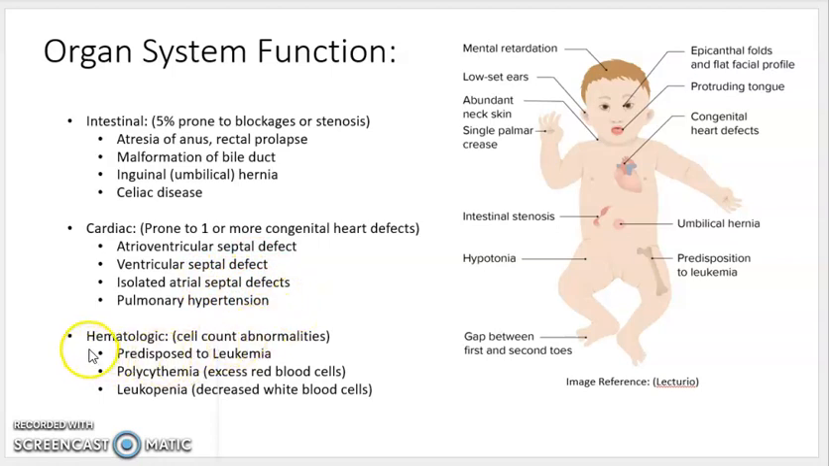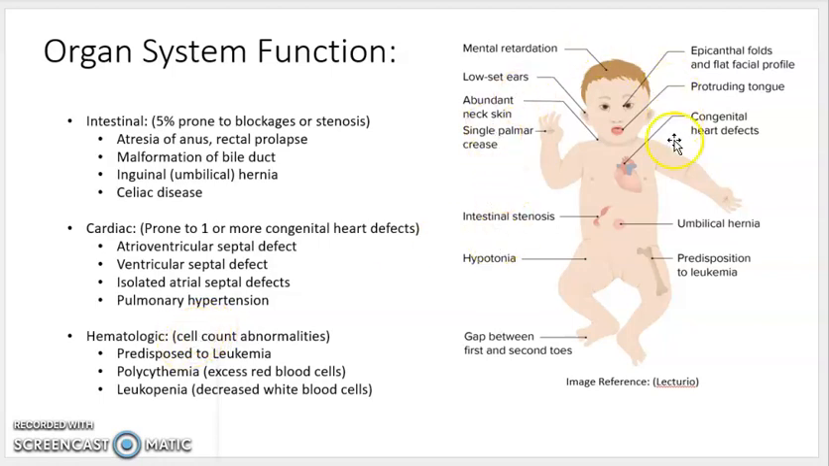And over here, I have hematologic, which is cell count abnormalities. They are predisposed to leukemia. Also polycythemia, which is excess red blood cells. Leukopenia, which is decreased white blood cells.